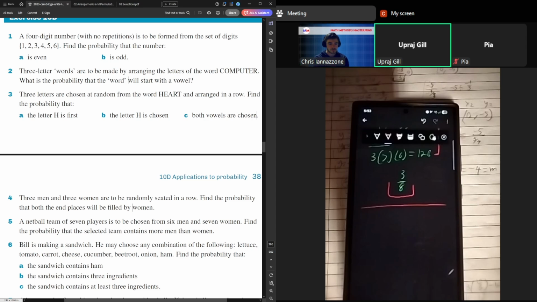I just added 1/5, 1/4, and 1/3. Oh, he did 1 over 5, 1 over 4, 1 over 3. Okay. No, I like your idea there, but with the letter H being chosen at all, adding them together.